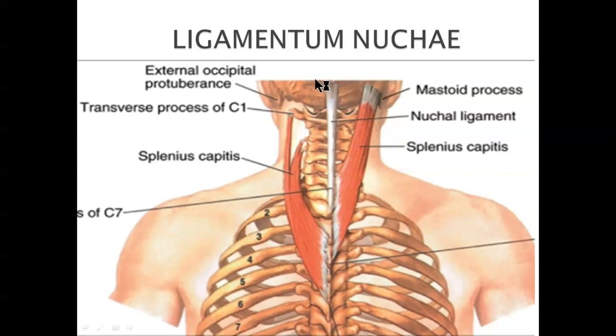The insertion would be at the superior nuchal line and the external occipital protuberance over here. So ligamentum nuchae is a midline structure, a tough one. It's a continuation of your supraspinous ligament.